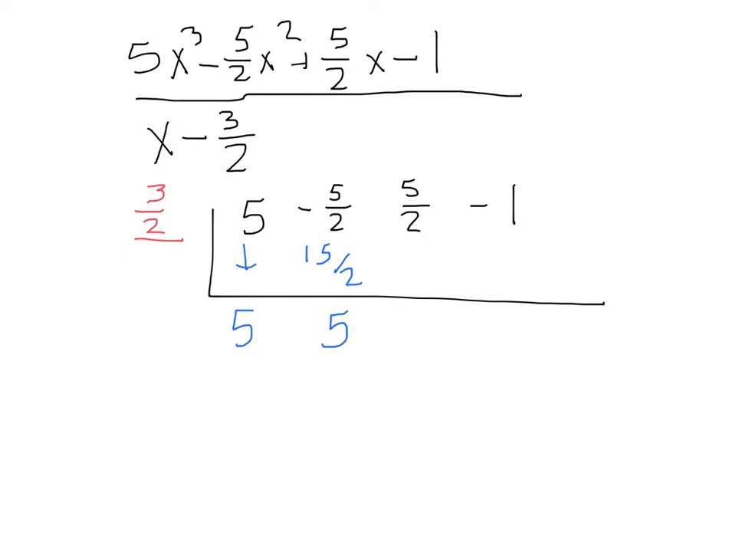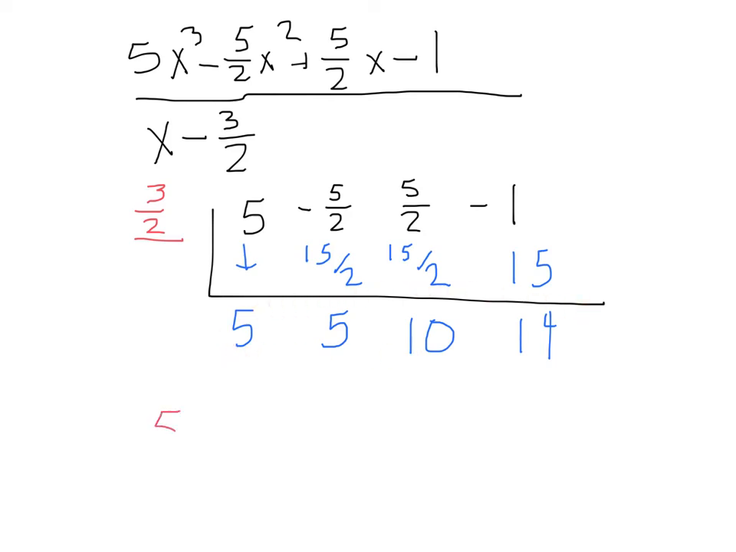Then I do 5 times 3 halves again. That's going to give me 15 halves here. I'm going to do 5 halves plus 15 halves. That would give me 20 halves, or 10. Then I have this 3 halves times 10. That's going to give me 30 halves. And 30 halves is the same as 15. So I do negative 1 plus 15, which gives me a 14. All right, now that I've got my bottom row filled out, I'm just going to rewrite my answer using these as my coefficients and my remainder.